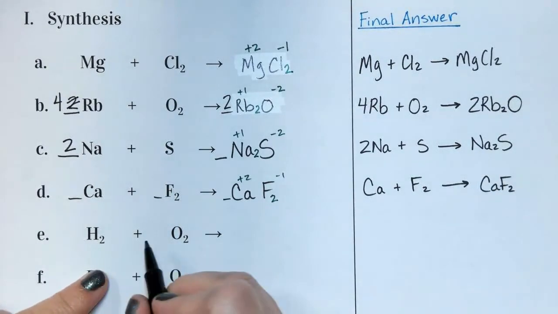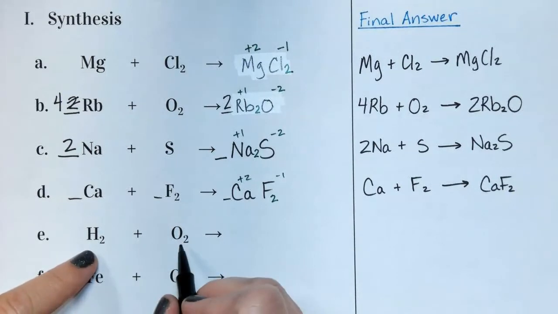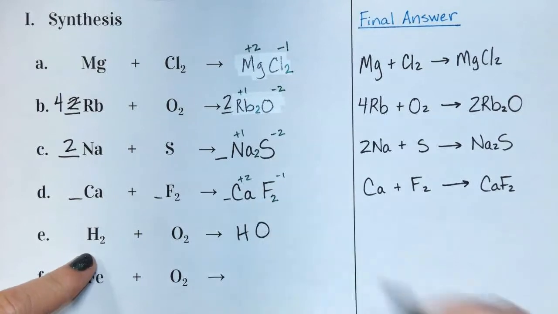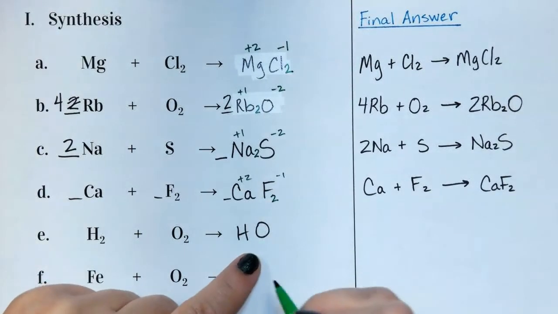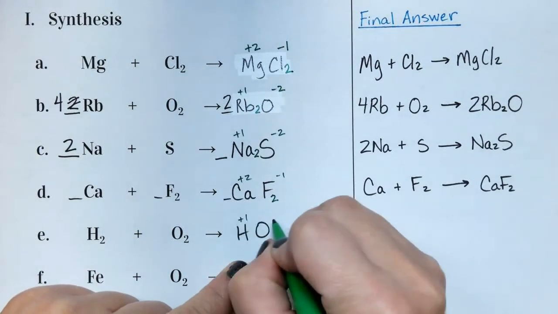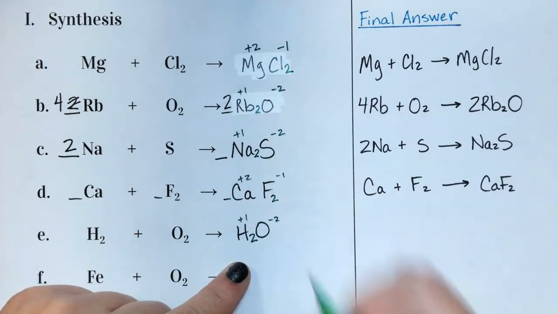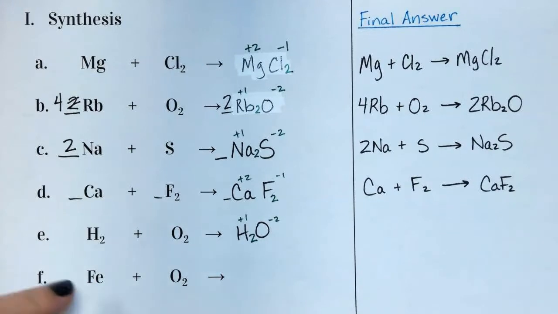Next we have hydrogen plus oxygen. Do not carry over the subscripts. We're just going to put hydrogen and oxygen. Now we have to balance the charges. +1, -2 means I need a subscript of 2 here and 1 there. Now we can balance the coefficients.